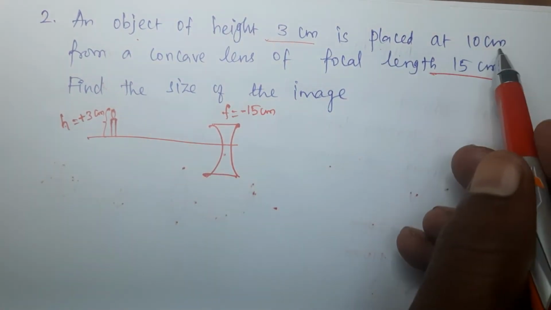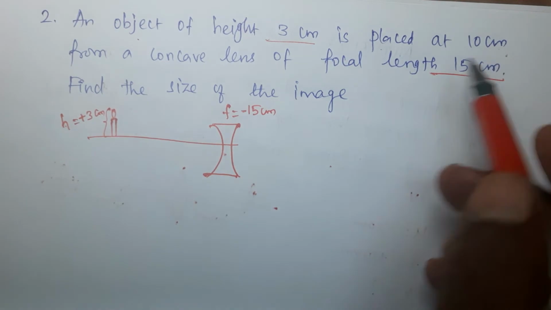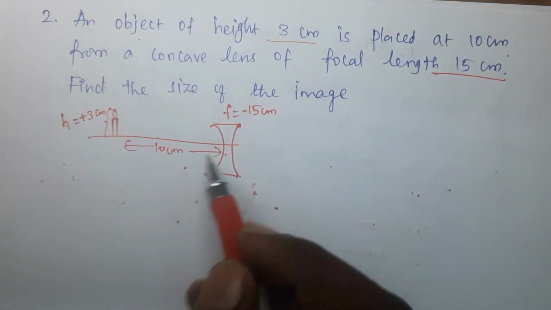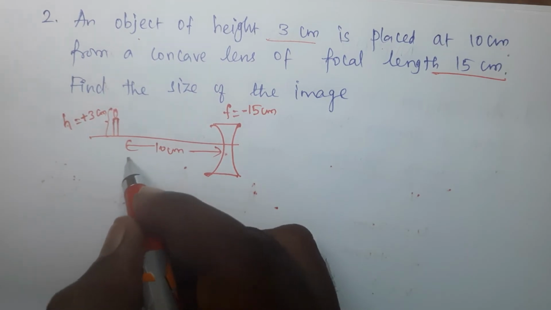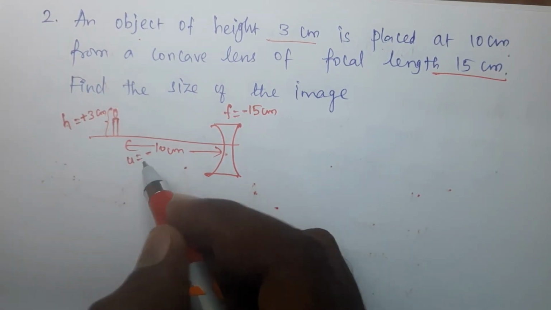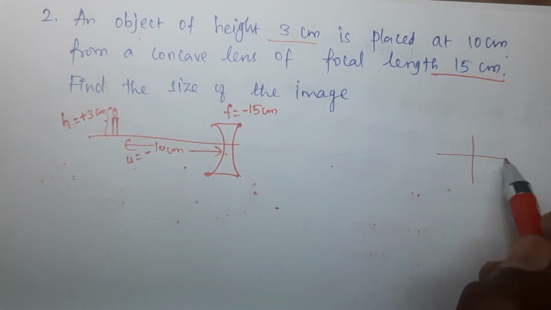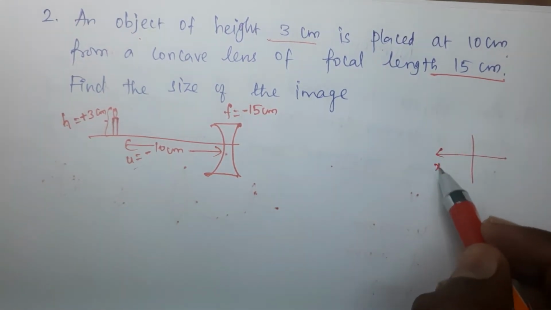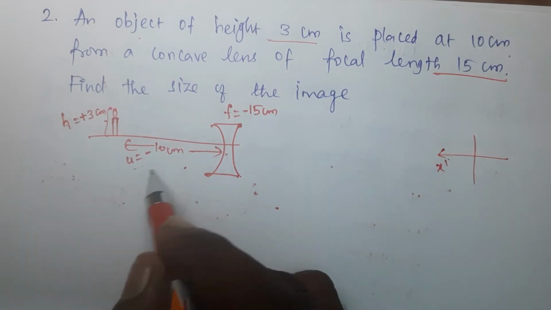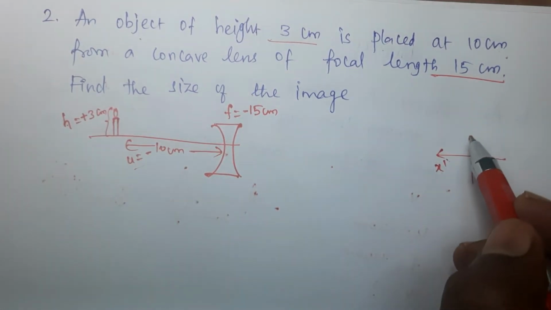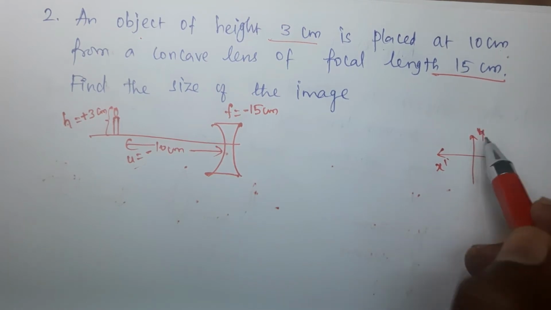Then the distance of the object is 10 centimeter. This 10 centimeter is left of the lens, so this is taken in the negative sign. So U is equal to minus 10 centimeter by using the sign convention. The left-hand side represents the x direction, so along the x direction we take the negative sign. The height of the object is represented in the positive y axis.